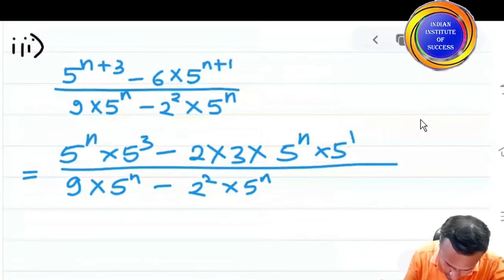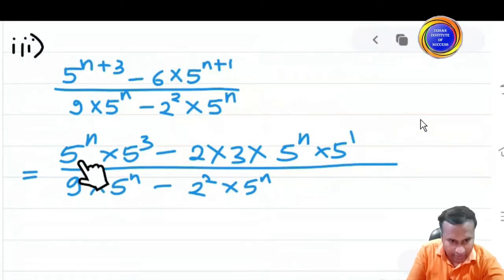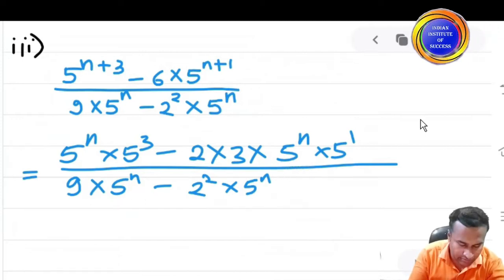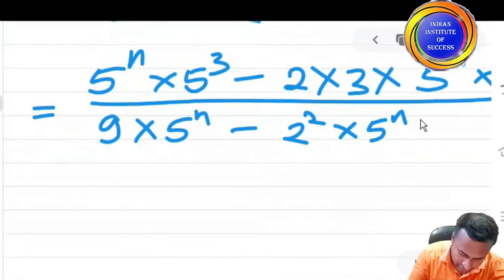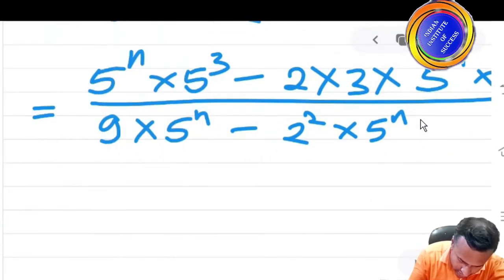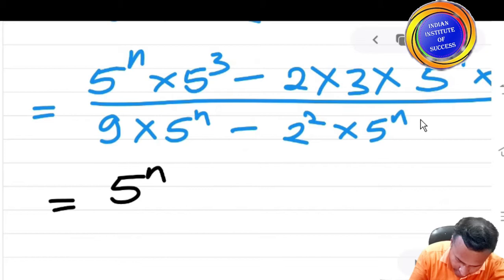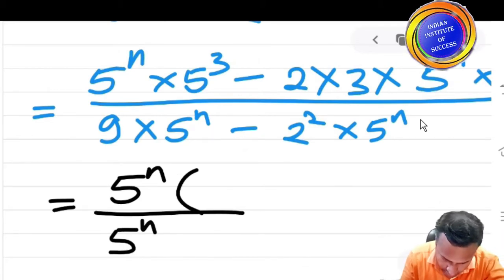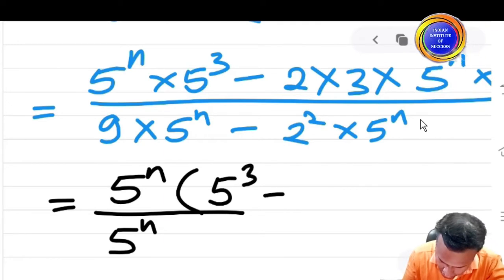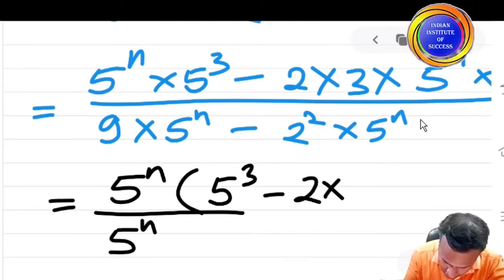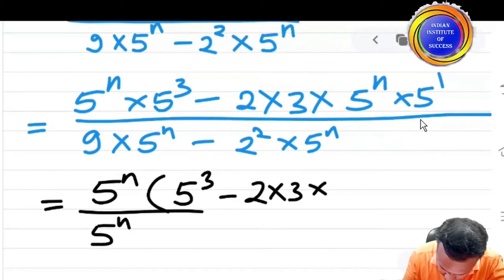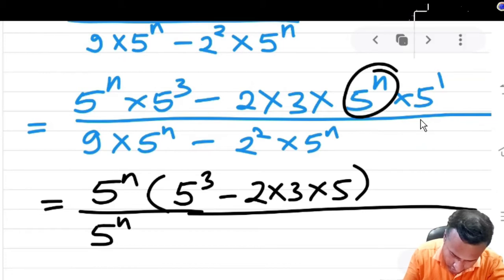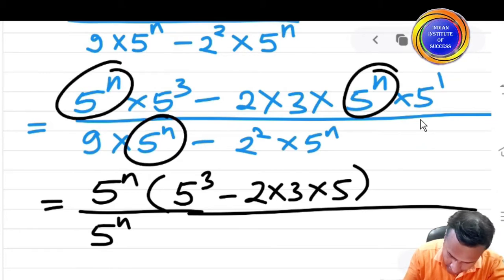Now here in both terms you can see here 5 raised to power n, here also 5 raised to power n. So we can take common for this. So we will take 5 raised to power n upwards as well as downwards from here. So it will become 5 raised to power 3 minus 2 into 3 means 2 into 3 into 5. Okay, we have taken out 5 raised to power n common here, from here, from here and here.